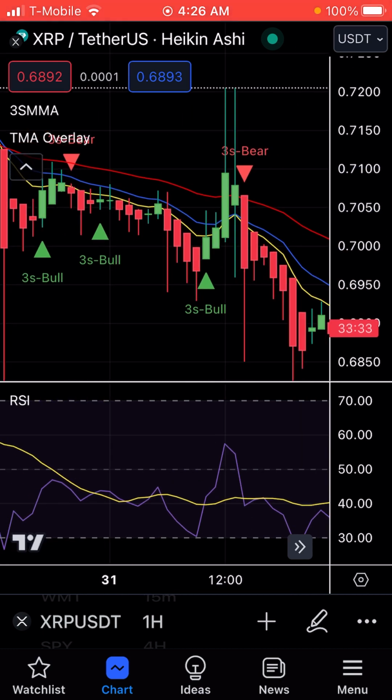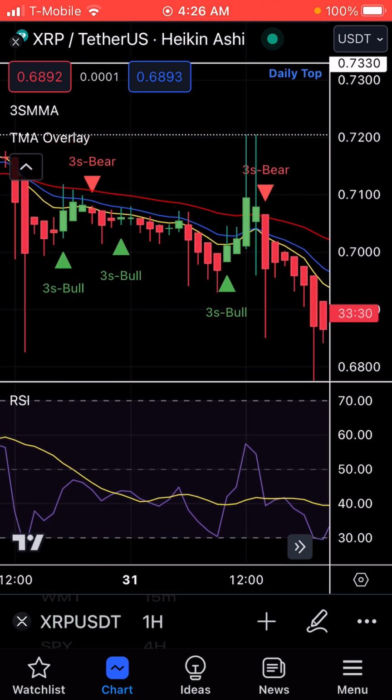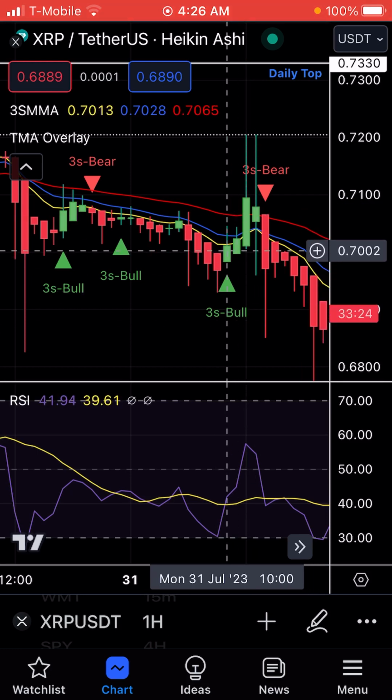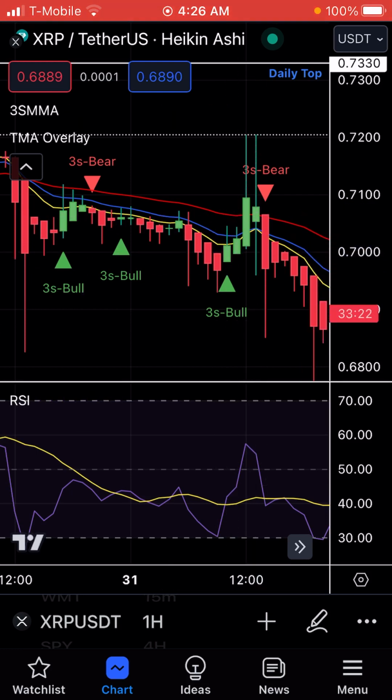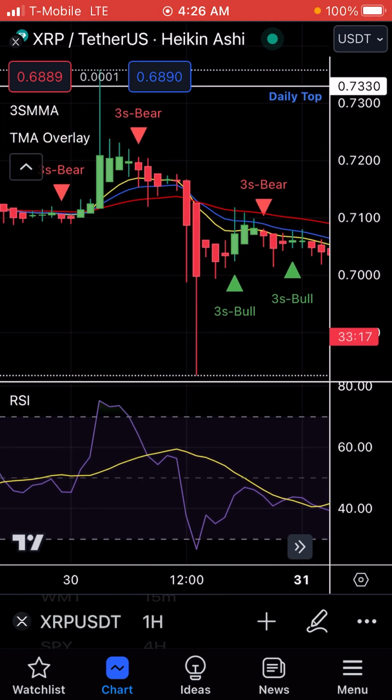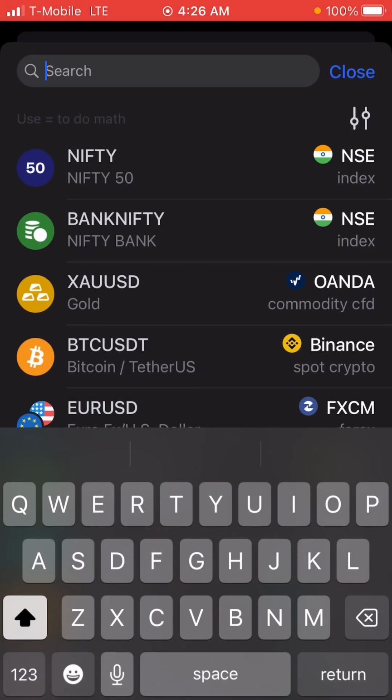Now, you do not want to go against the trend. If the EMAs are pointing down and the RSI is looking down, but it's saying green, that is going against the trend, and you do not want to go against the trend, because anything could happen. So anyway, let's look at a couple of scenarios with some cryptos.